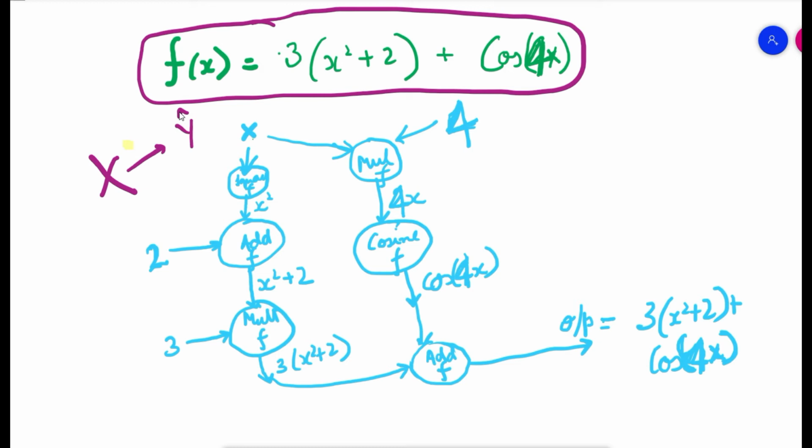So here is how. I'll give you an example to explain how activation functions work in case of a multi-layered perceptron, and why we require multiple layers of perceptrons to reach the desired output. Given this function, if you have to implement 3 multiplied by x square plus 2 plus cos 4x in the structure of a multi-layered perceptron, how will things proceed?